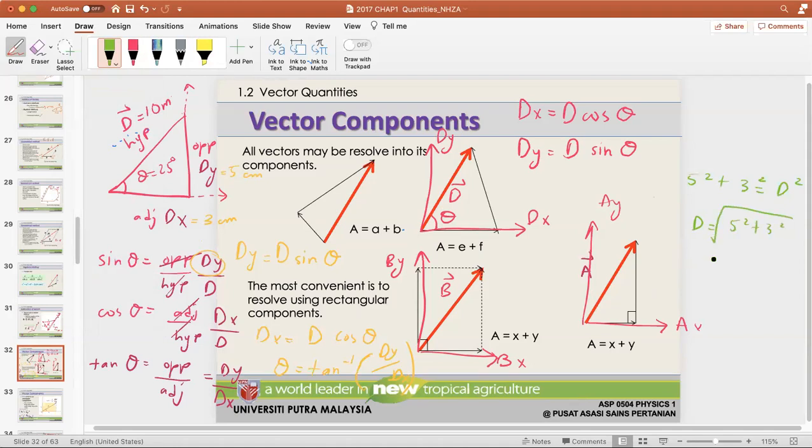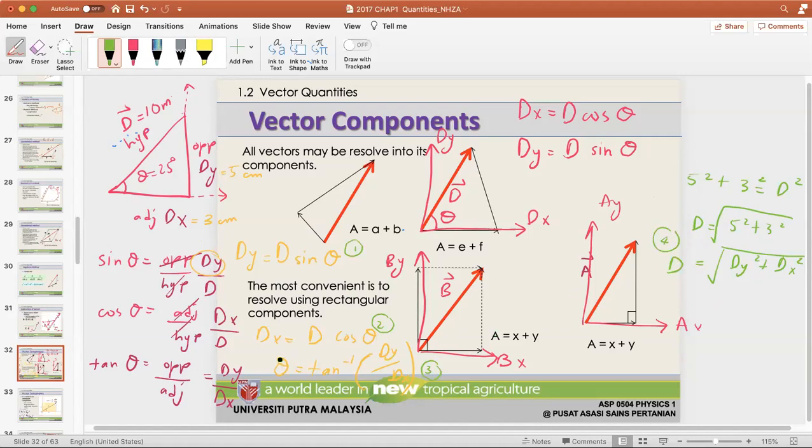If I were to generalize this equation, my 5 is actually dy and my 3 is actually dx. So square root the whole thing gives you the magnitude of d. So 1 equation, 2 equation, 3 equation, number 4 equation.